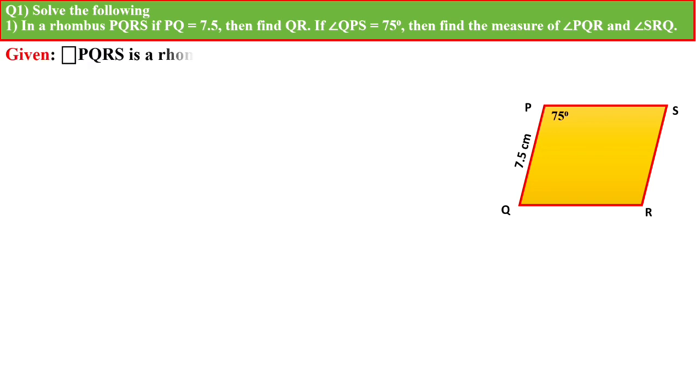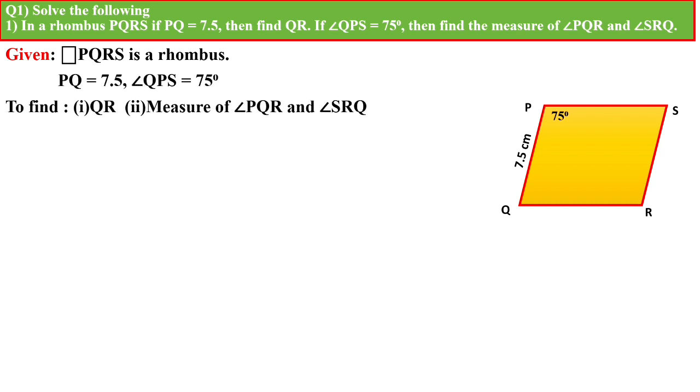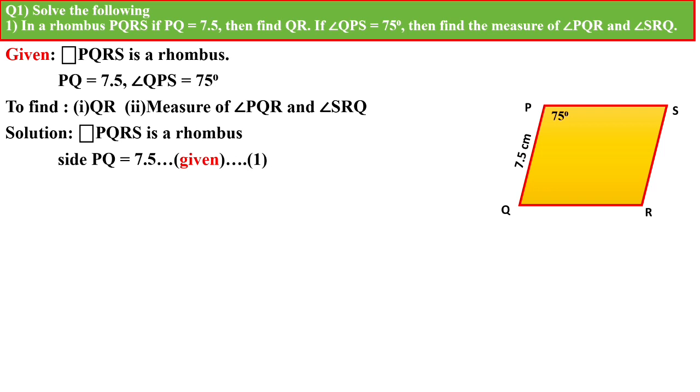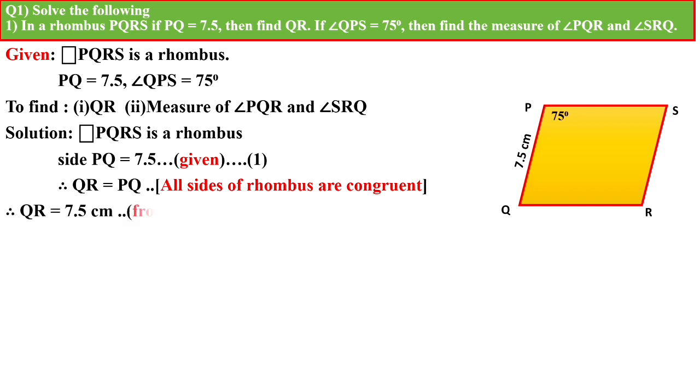So we will first write the given information, what we have in the question, then we have to write what we have to find. We have to find here the length of QR, and the measure of angle PQR and the measure of angle SRQ. As we know, all the sides of a rhombus are congruent. It means PQ is congruent with QR. So in the solution, what will we write? Side PQ is given as 7.5 cm, number 1, and we know PQ is equal to QR because all the sides of a rhombus are congruent. PQ is given as 7.5 cm, means QR is also 7.5 cm. From where did we get it? From the first.